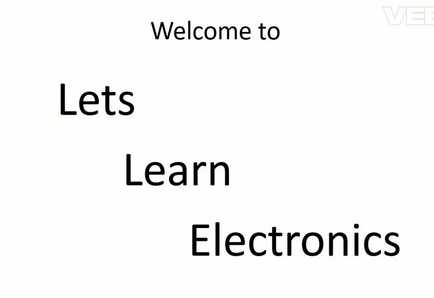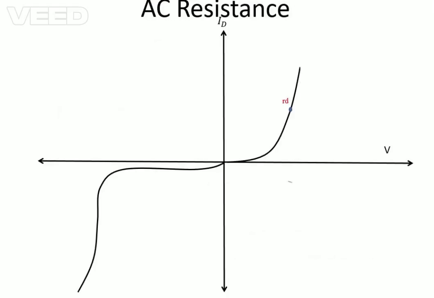Let's learn electronics. In our last video we had started the topic of AC resistance in a diode and we will continue with the same. In my last lecture I had explained this thing in detail. This is a VI characteristics curve and we have to calculate the AC resistance for this point.